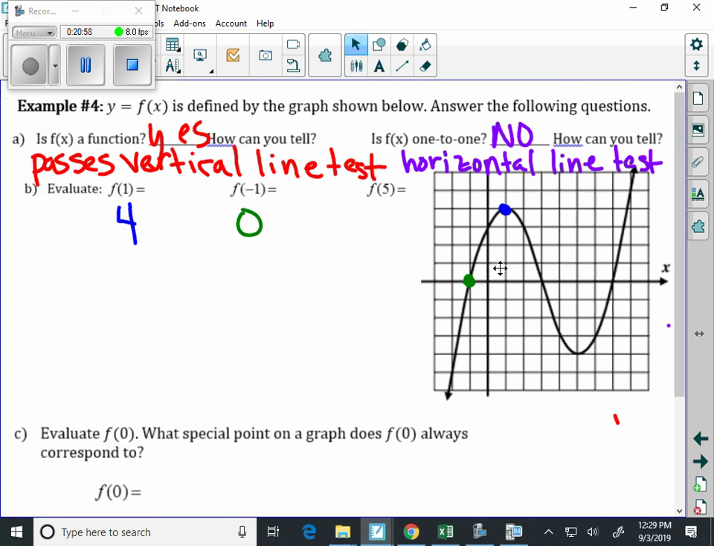f of 5, f of x. That's what the 5 is. It's an x. It's an input. So we go to 1, 2, 3, 4, 5, and then we find our value here, and that's at 1, 2, 3, -4.